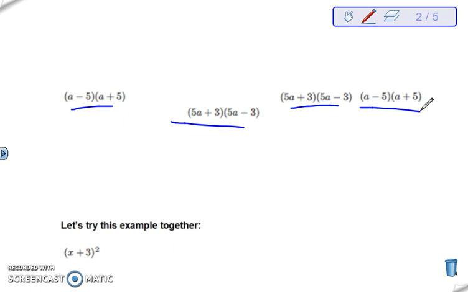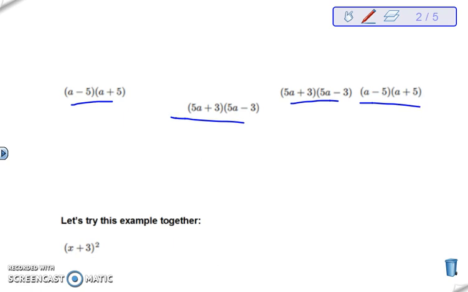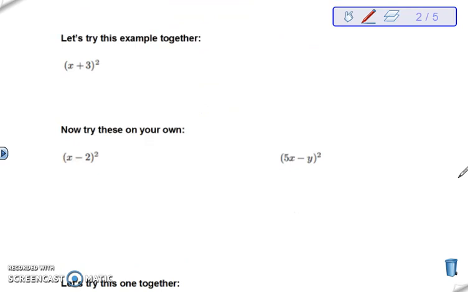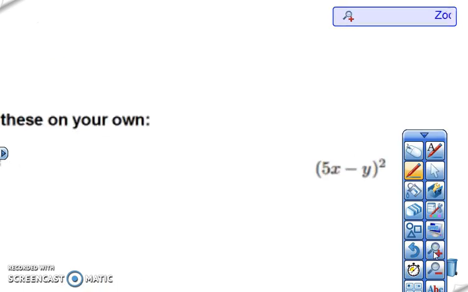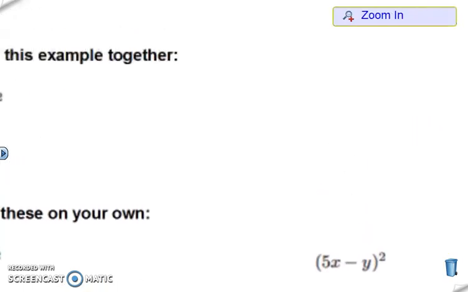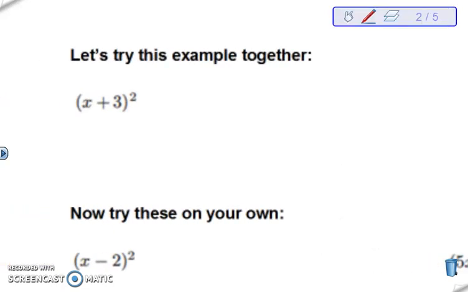All right, so the next one. x plus 3 squared. So first thing to remember, the squared, the exponent, does not distribute. So I cannot say that it equals x squared plus 9. That does not work. Remember that. When you square something, you're basically just multiplying it to itself.